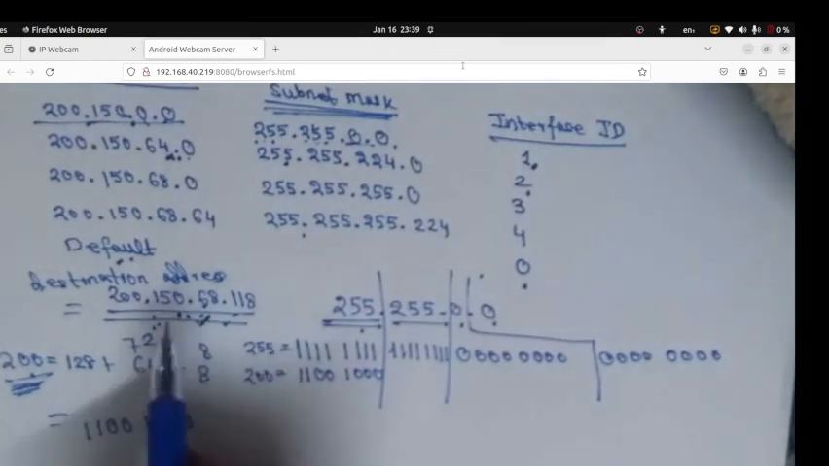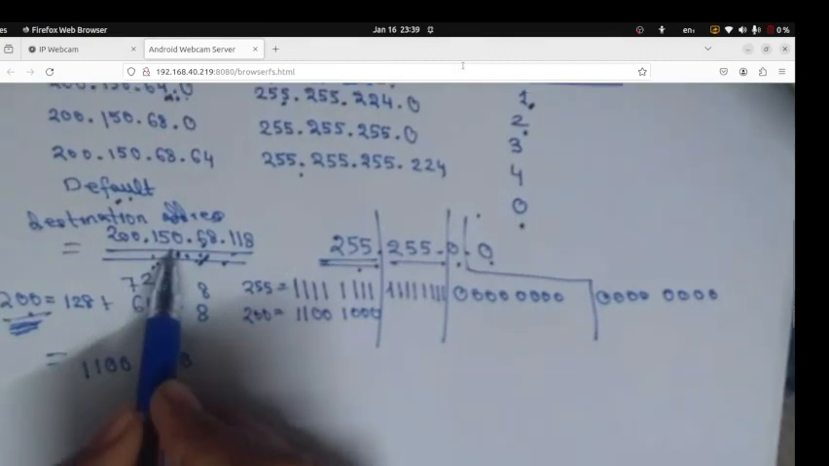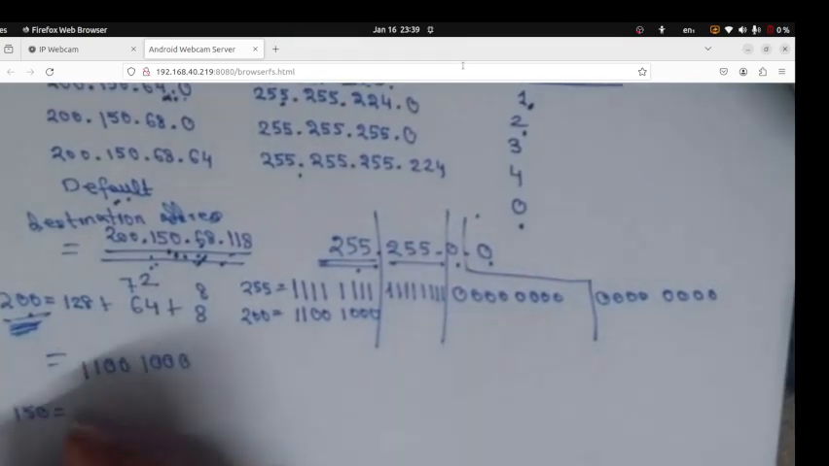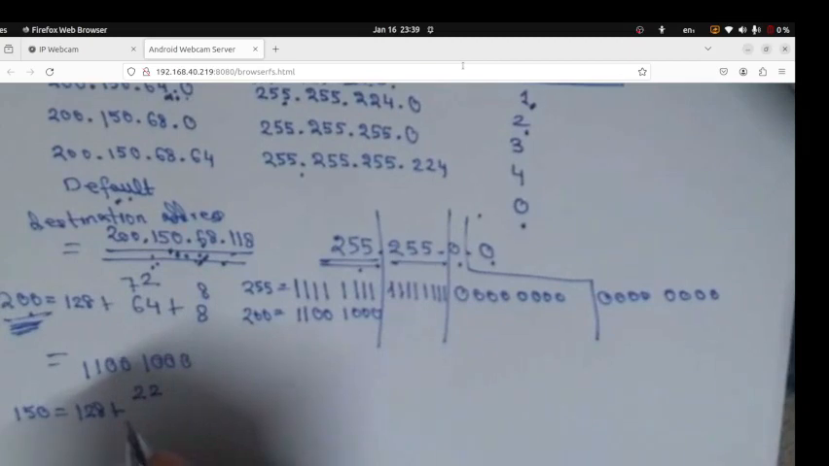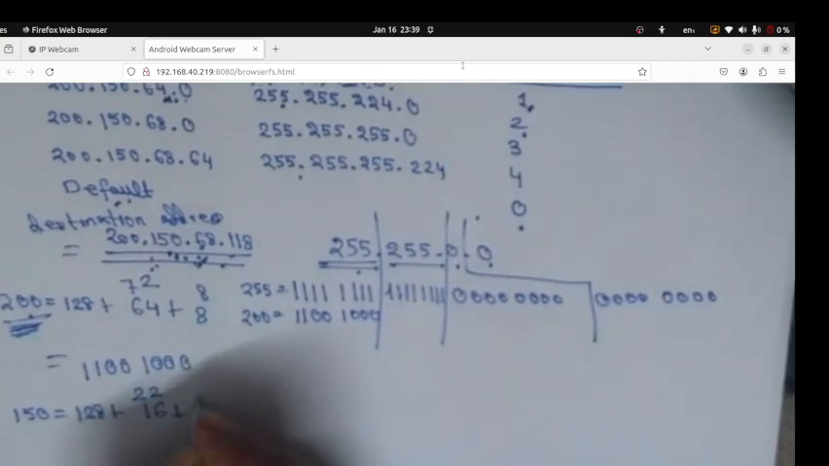Now we will come to the second octet of the destination address, whose decimal value is 150. So we will convert this 150 into its 8-bit binary equivalent. How to do that? For 150, the maximum power of 2 that can be put first is 128. The remaining is 22. Now for 22, 16 is the maximum power of 2, then 6, then 4, then 2.